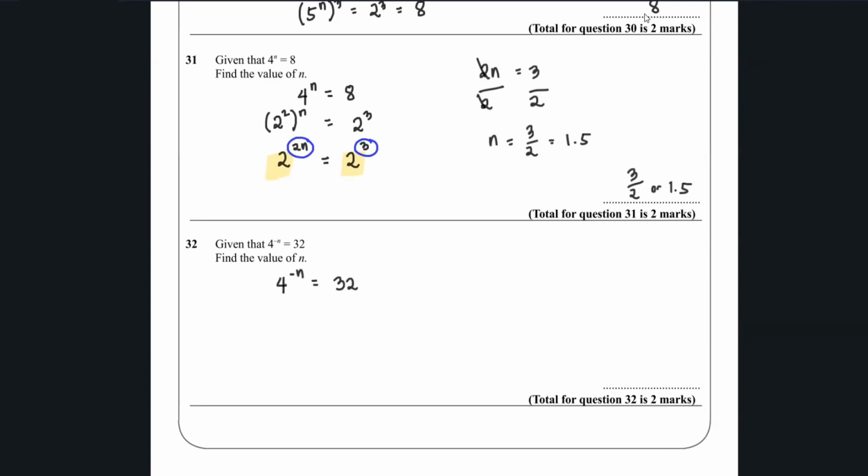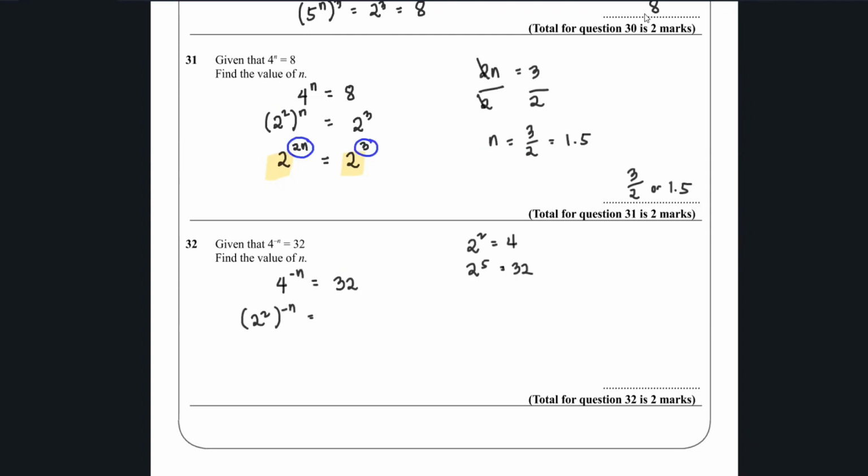And again, 32 is not a square number for the base of 4, also definitely not a cube number with the base of 4. So we cannot rewrite that like that. So the common base for 4 and 32 would be 2 still, because 2 squared is 4, and 2 to the power of 5 is 32. So we can use that fact. So 4 is 2 squared, to the power of minus n.